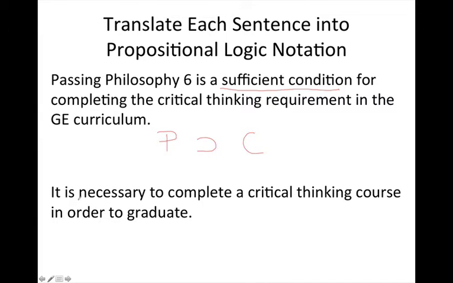A necessary condition for graduating is completing a critical thinking course. So remember, the necessary condition always goes on the right side of the horseshoe. I use C for completing a critical thinking course, and then G to graduate. So the way that you could read back this sentence is, if you graduate, then you must have completed a critical thinking course.